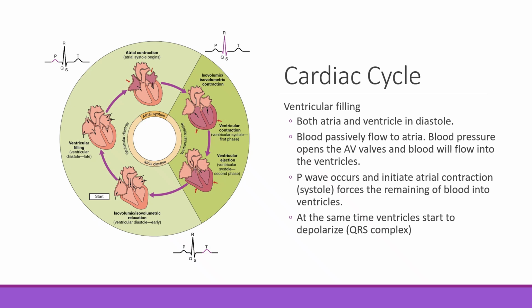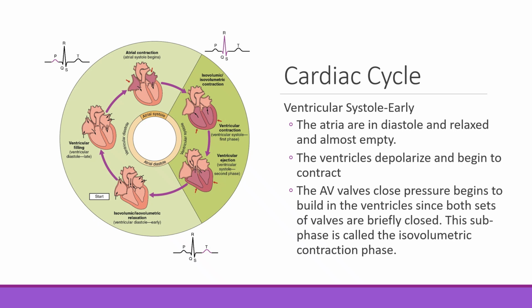Ventricular filling is when both the atria and the ventricles are in diastole. The blood is going to passively flow to the atria, and the blood pressure is going to open the AV valves, and the blood will flow into the ventricle. So literally, blood is just coming into the heart and falling through the atria into the ventricles. The P wave is going to occur, and it initiates the atrial contraction, which forces whatever blood is left in the atria into the ventricle. So it squeezes that last little bout of blood in, and at the same time, the ventricles start to depolarize, which is the beginning of the QRS complex.